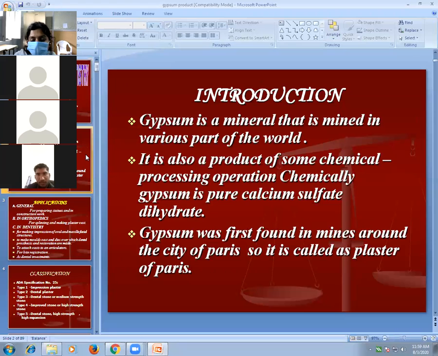Introduction. Gypsum is a mineral that is mined in various parts of the world. It is also a product of some chemical processing operation. Chemically, gypsum is a pure calcium sulfate dihydrate. In short, gypsum is calcium sulfate dihydrate, and what we use in dentistry is calcium sulfate hemihydrate, that is dental plaster. So the gypsum is converted into the calcium sulfate hemihydrate.